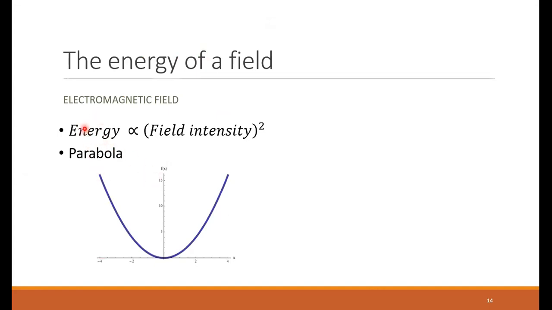Now here we already know that the electromagnetic field has an energy that is proportional to the square of its intensity. So that forms a parabola. As you can see here, the x-axis is the field intensity, right? How strong the electromagnetic field is. The y-axis tells you the energy of that field. So you can see here that as the field intensity increases, the energy of the field also goes up.